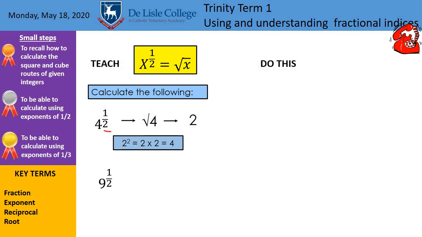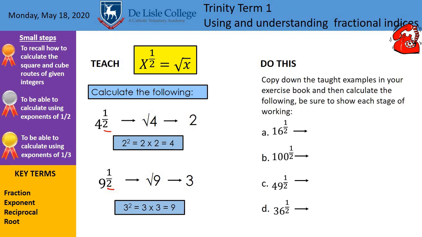Then we're going to look at 9 to the power of a half. Now you should know again, the denominator is 2, so we're looking for the square root of 9. Which number do you times by itself once to get 9? The answer is 3. We can see there, 3 squared equals 9, and again that's why squaring is the inverse to square rooting. Right, please copy down those taught examples in your exercise book with the stages of working, and then calculate the following. Please show your working. It's so important, particularly to look back at things, to see how you've done them. Please pause the video as you do this.